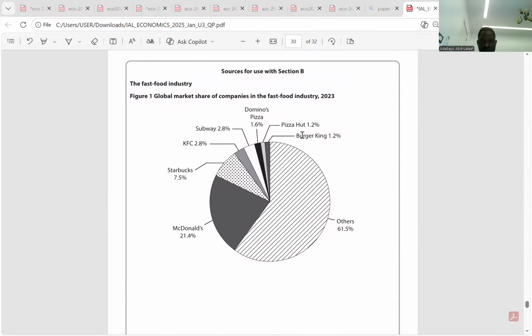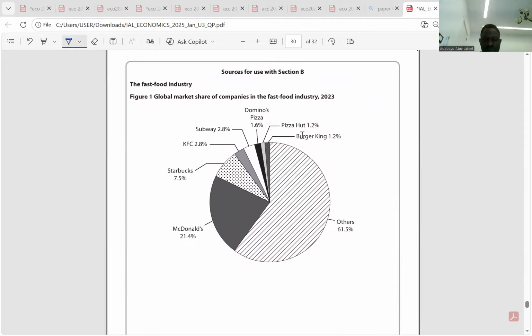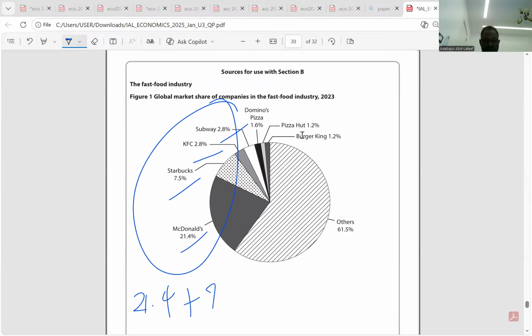For the 4-firm concentration ratio here, we have McDonald's, we have Starbucks, what else do we have here? Then we have KFC and Subway. The other one is still 1, Burger King is 1.2. The 4-firm concentration ratio is these, so we have to add them together. That's 21.4 plus 7.5. McDonald's is even doing better than Starbucks. 7.5 plus 2.8 plus 2.8.